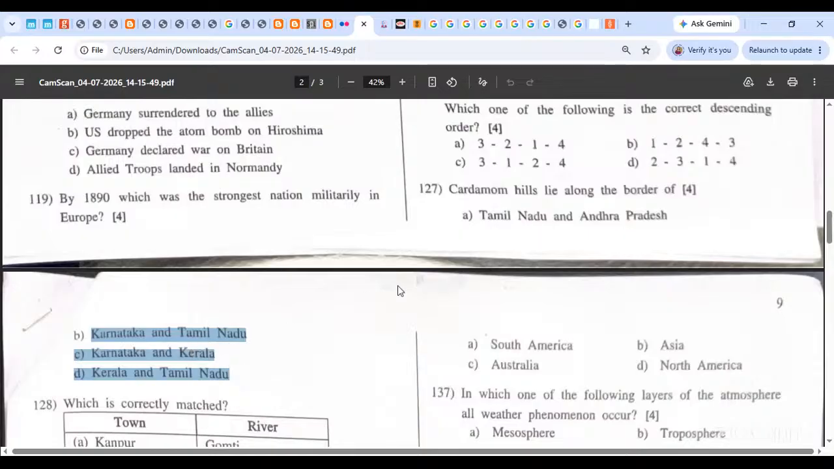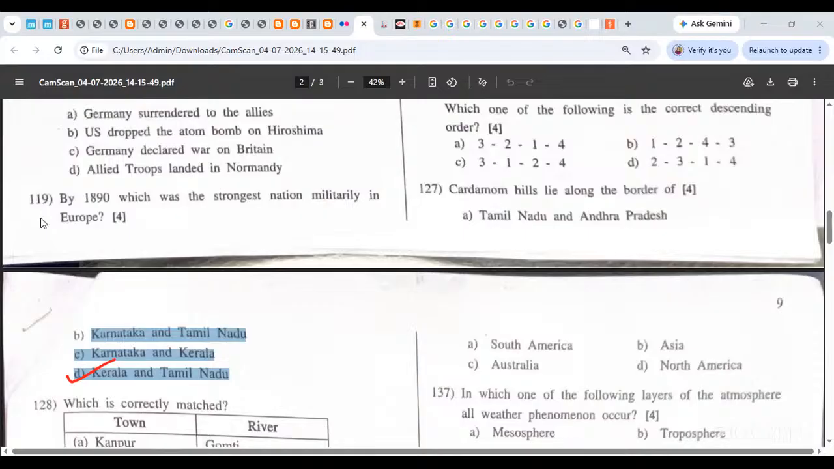We know that Cardamom Hills are the southernmost part of the Western Ghats, right? So you know that the answer has to be closer to the Kerala part of it. So you are going with Kerala and Tamil Nadu. Cardamom Hills is shared by them. The reason we call them Cardamom Hills is because it's a very important cardamom growing region.